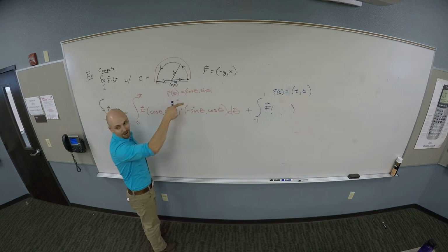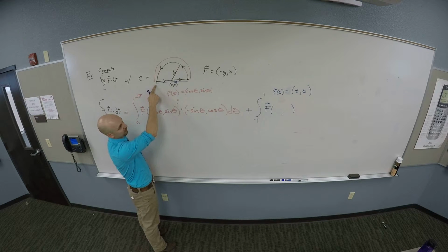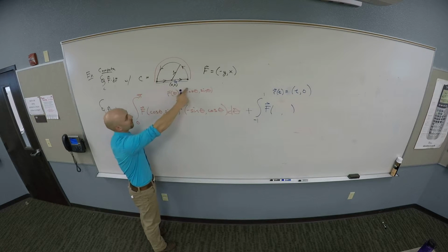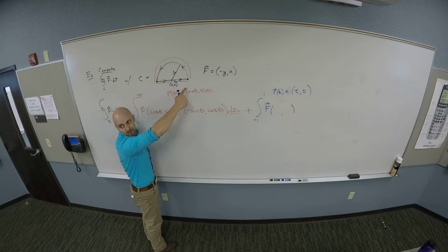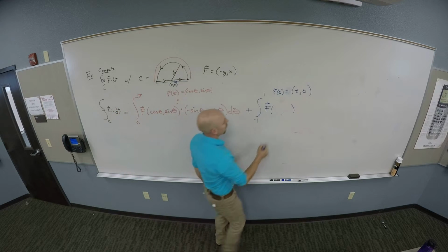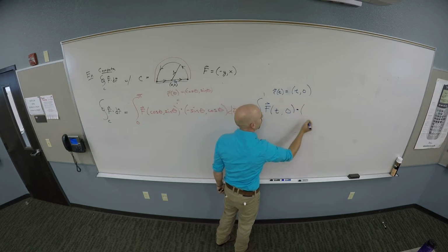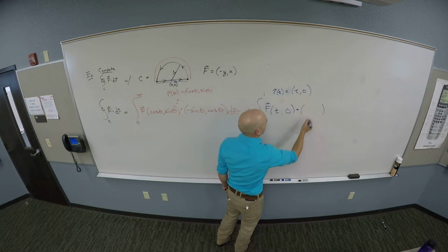I need that way, right? One to go. So is this end t is -1? Yes. Is that end t is +1? Yep. And is it that line? Yeah. Okay. So I need f of t and 0 dot product with 1, 0.